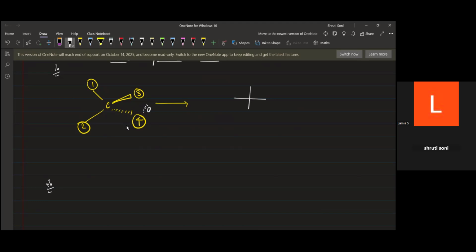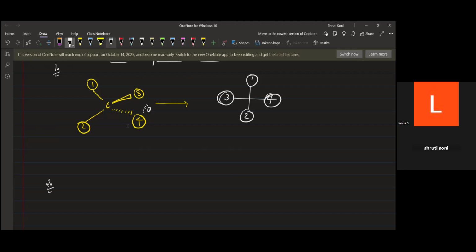Is it left, right, top, or bottom? I think it would be top. Top would be dash, right? No, not dash, I'm sorry, wedge. Tell me, 3 and then 4 would be here, 4 here. Okay. And 1 and 2.